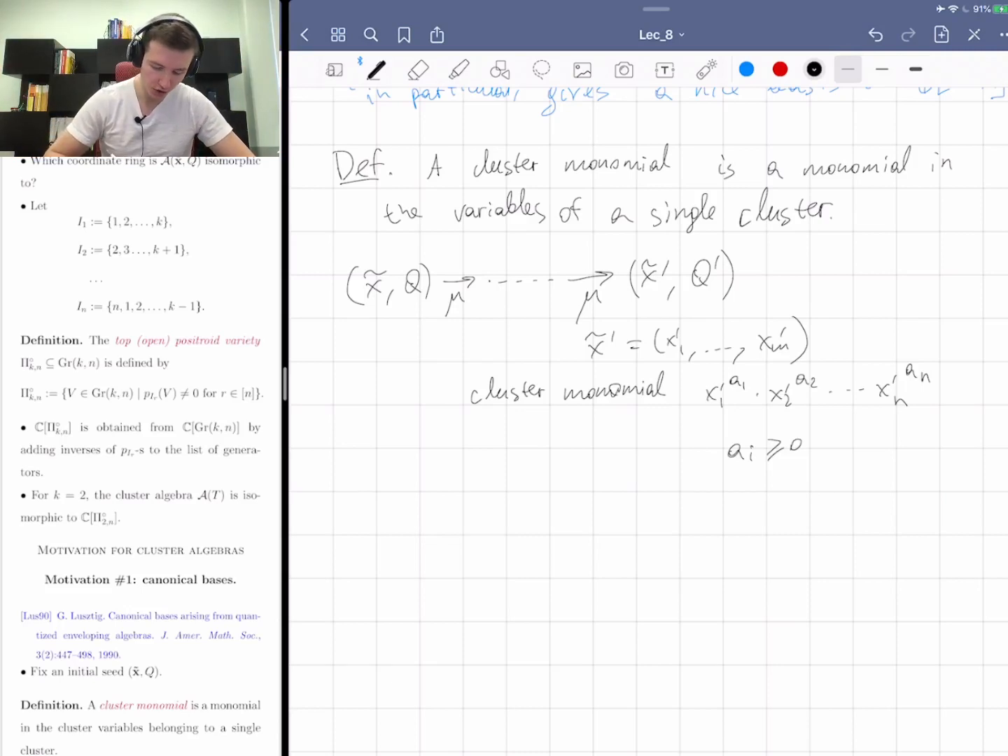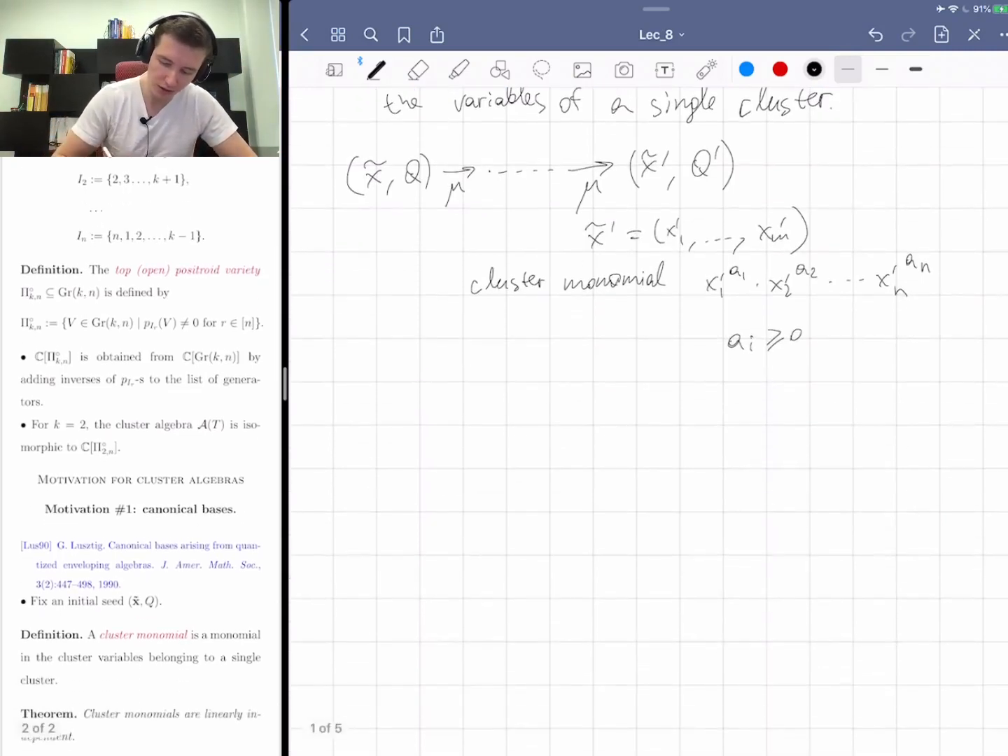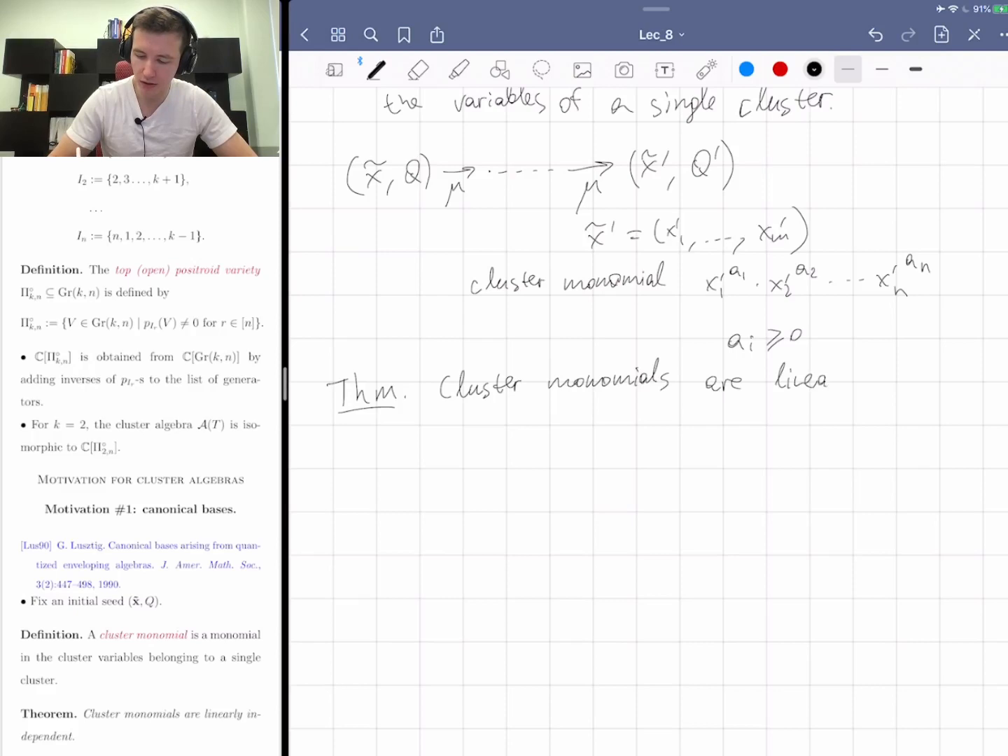And so the conjecture, well, first the theorem, it was conjectured originally by Fomin and Zelevinsky, but now it is a theorem, is that cluster monomials in any cluster algebra are linearly independent.